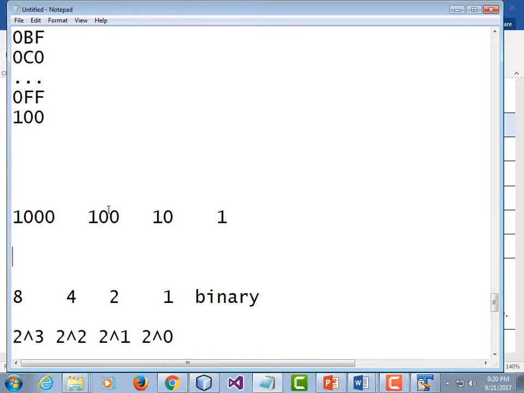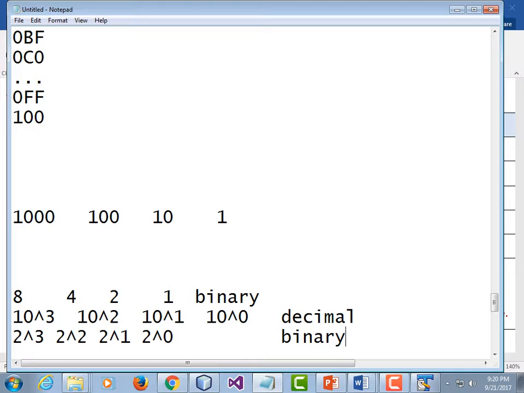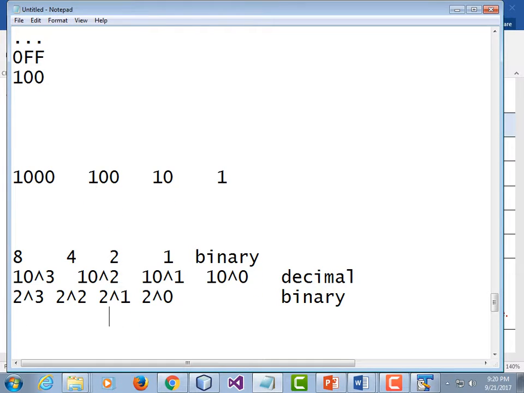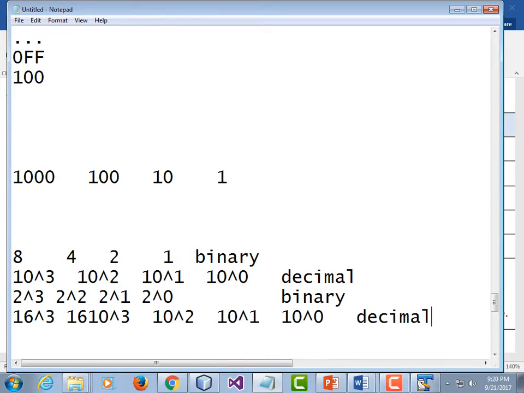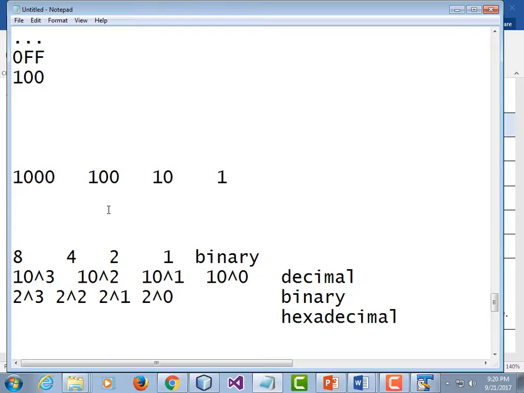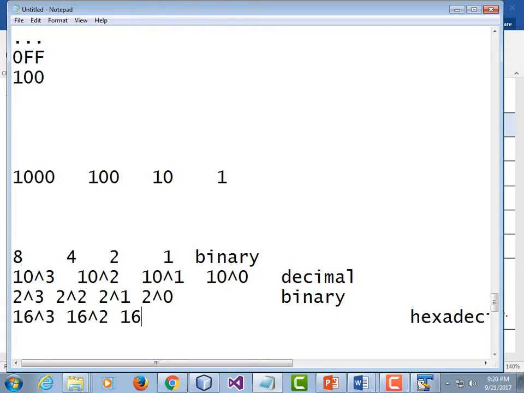Alrighty, so if decimal has 10 to the power of whatevers, and binary has 2 to the power of whatevers, then what's hexadecimal going to have? It's based on how many digits? 16. So it's going to be 16 to the power of 3, 16 to the power of 2, 16 to the power of 1, and 16 to the power of 0.